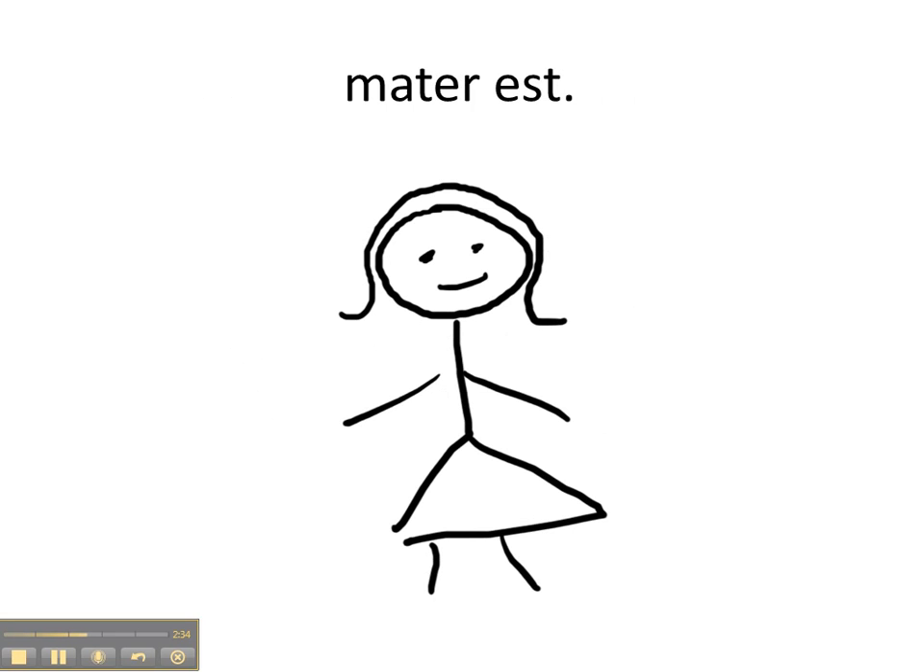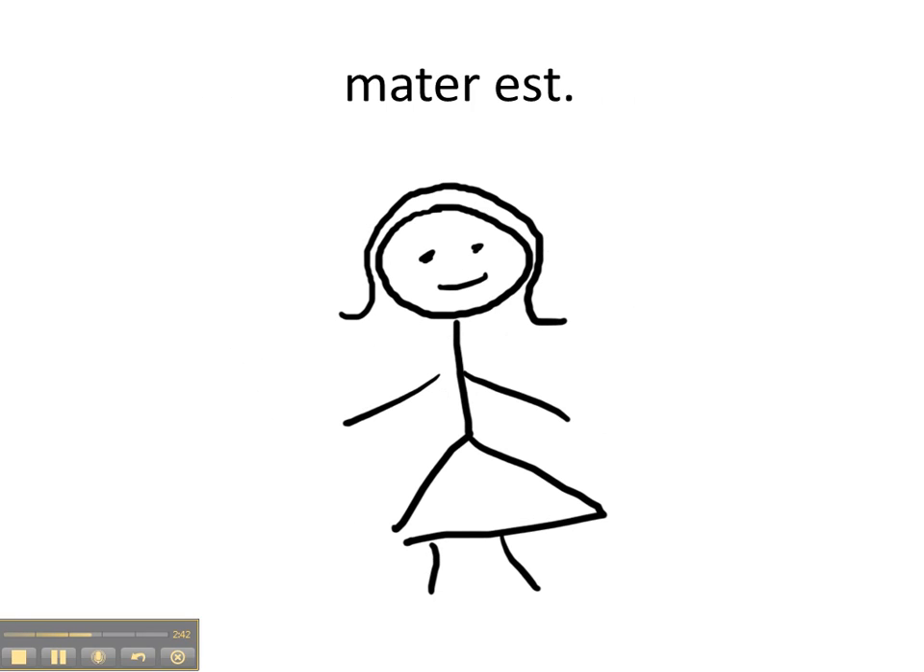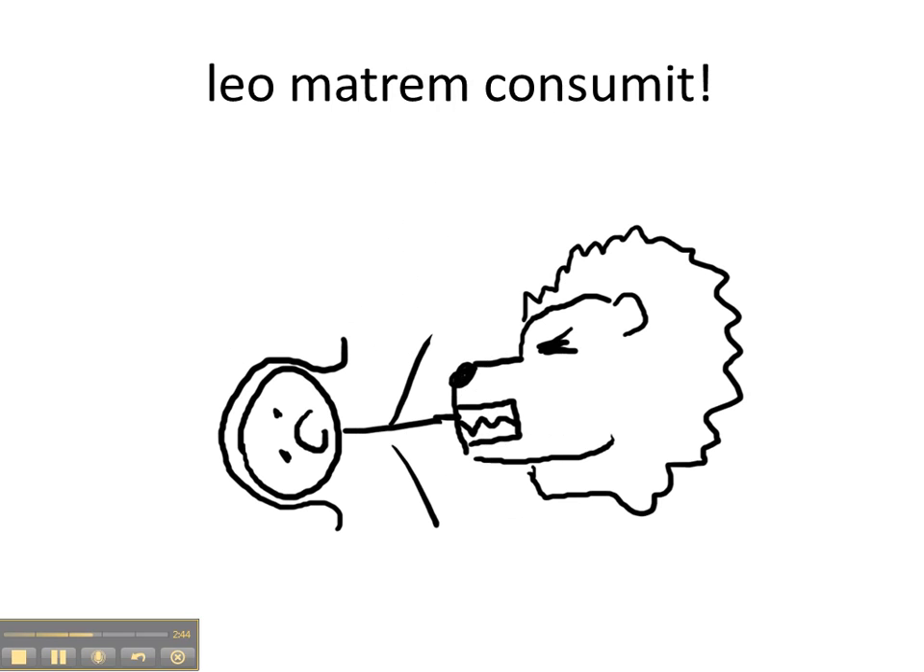Mater est. So now we have a mater. She's the subject. She is. Mater est. And then she becomes the direct object. Leo matrem consumit. The lion is eating the mother. She is being eaten. It is happening to her.